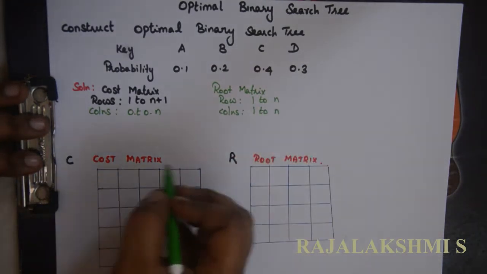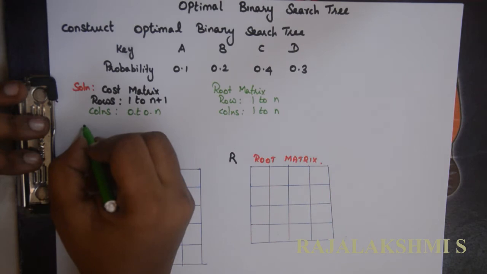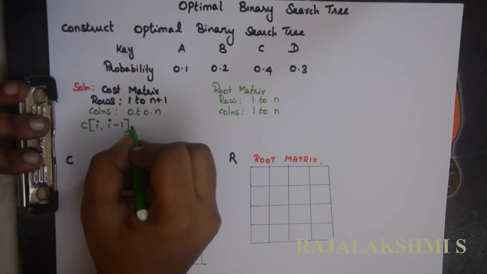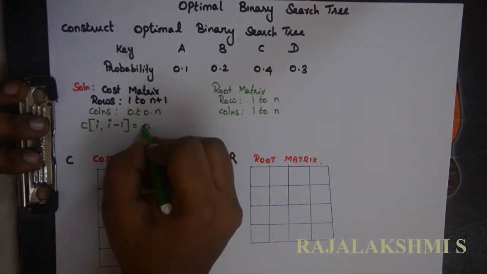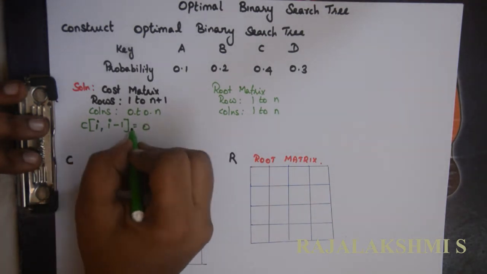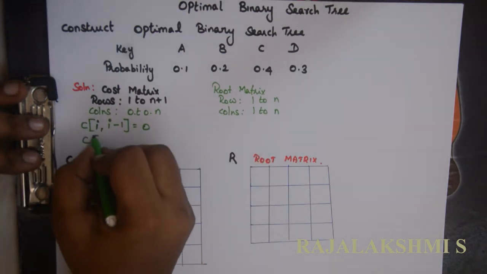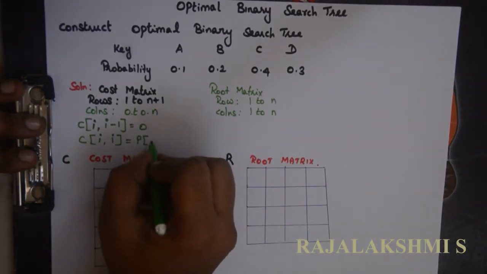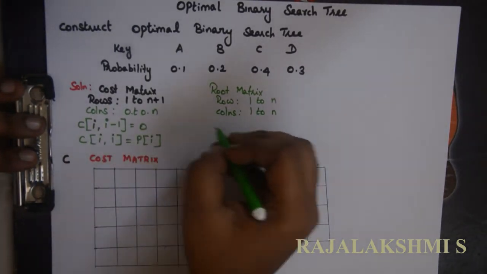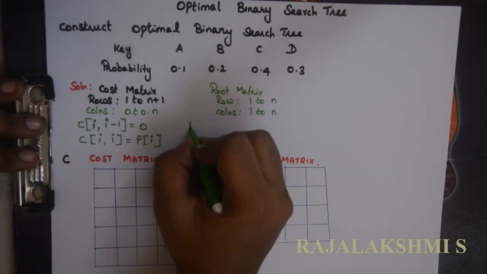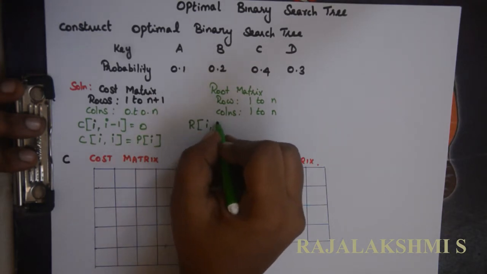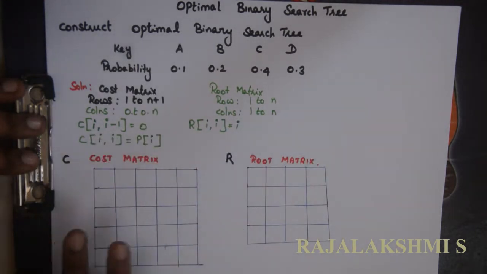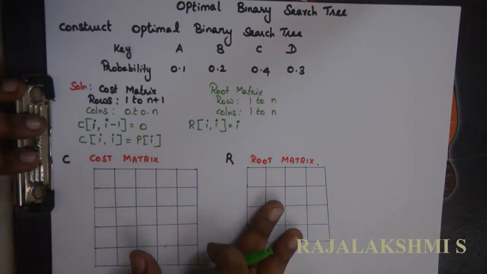Okay, we will see the formulas involved in constructing the cost matrix. First, C of i comma i minus 1 is equal to 0, and C of i comma i is equal to P of i. Then R of i comma i is equal to i. These three formulas are the initial conditions to be filled in the cost matrix and root matrix.